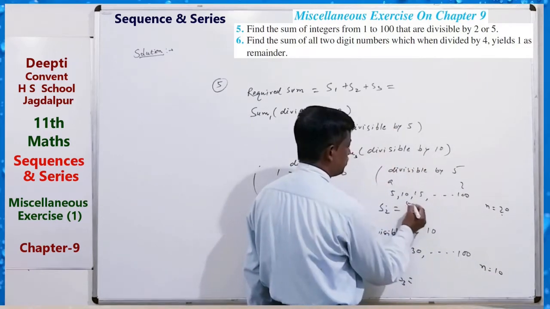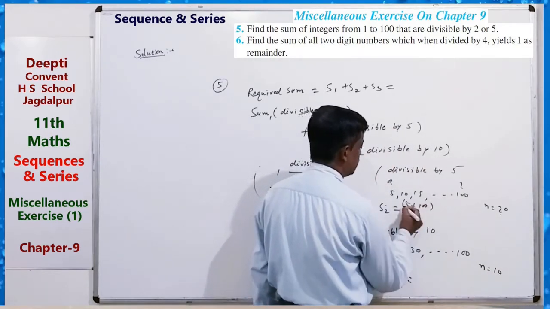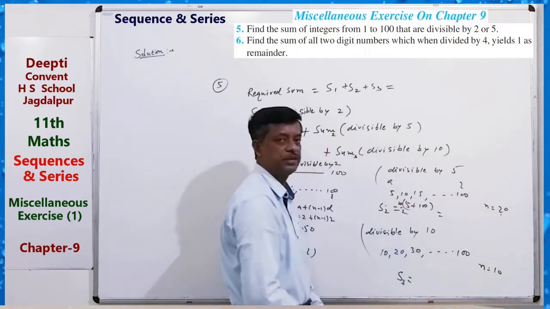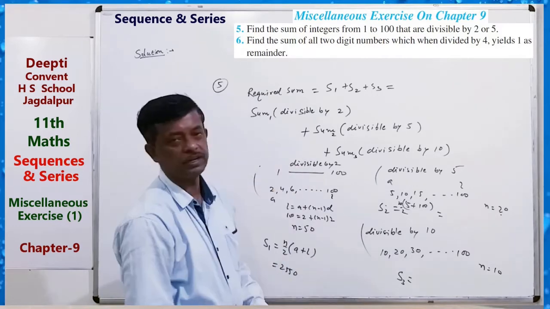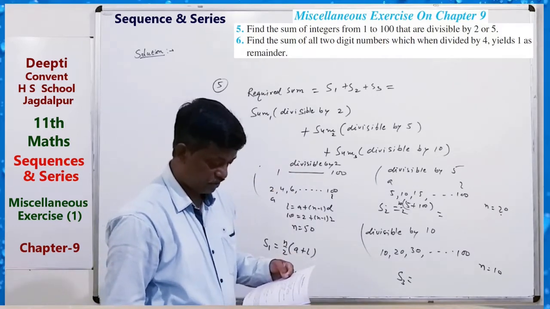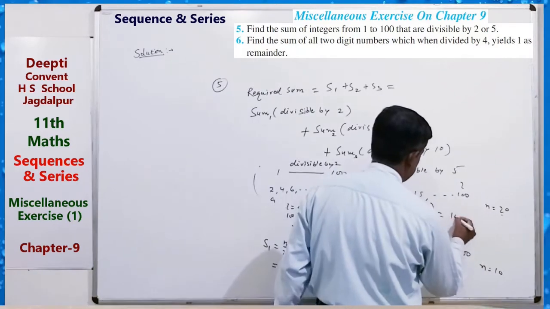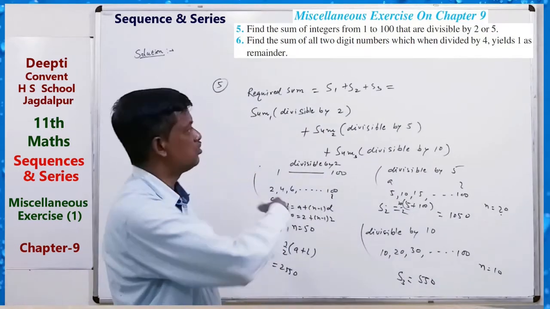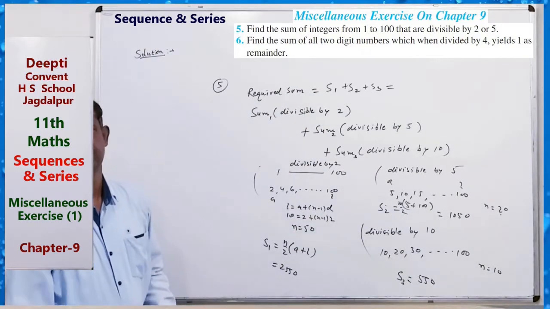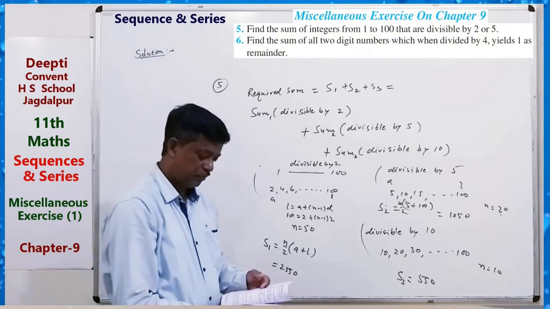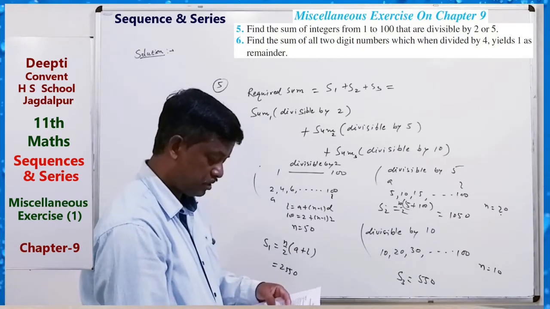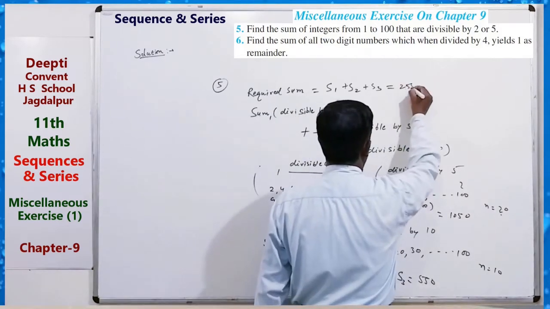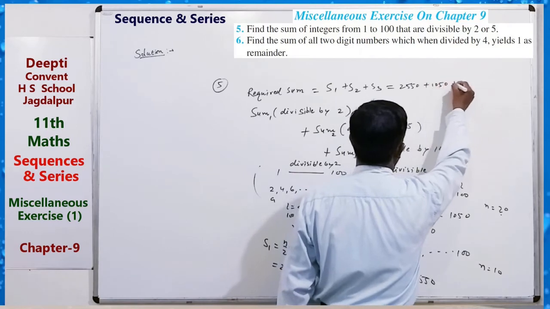Just use the formula with 5 plus 100, n by 2, with n equal to 20. You can get the sum here, and also get the sum here. So the sum of these three gives the results 2550, 1050, 550. These are the three sums. Clear? So 2550 plus 1050 plus 550, these three totals.